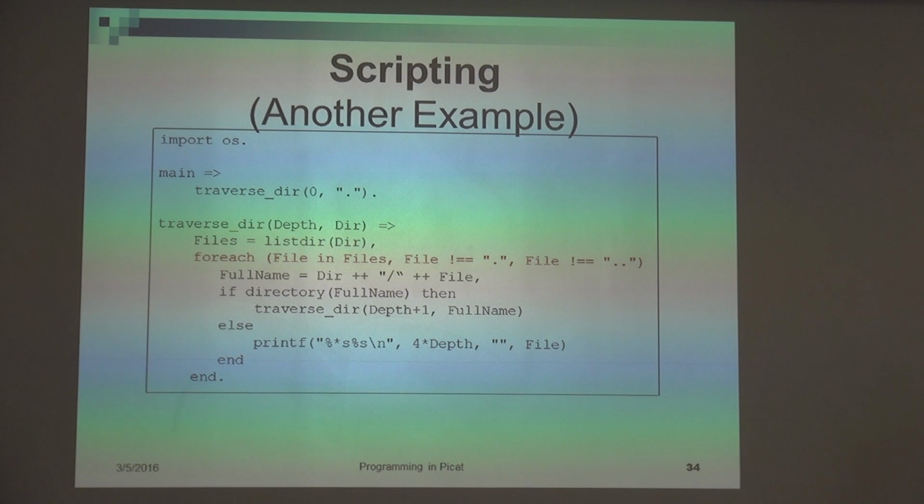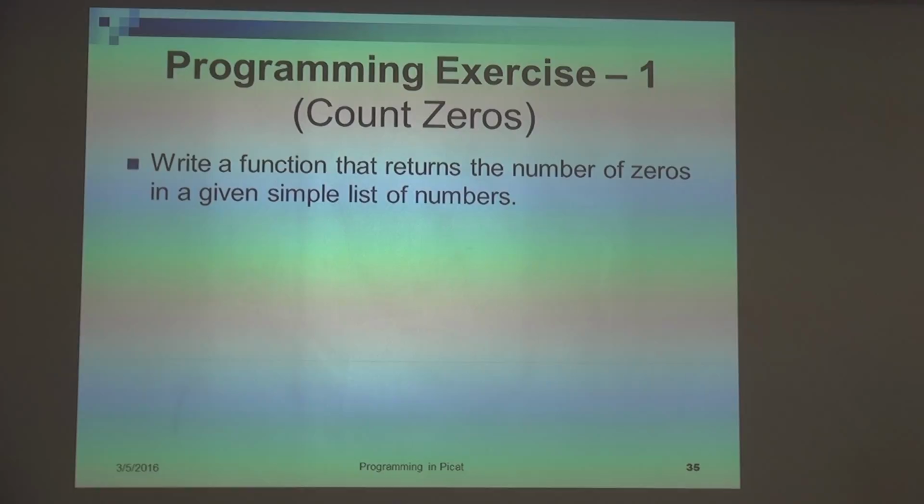Okay, you use dir to retrieve all the files and the directories into a list. And then for each file in files, if the file is not the current directory and not the parent directory, you get the full name, and if it's a directory, you go down. You recurse on the directory, otherwise you print the file out. Pretty straightforward. Alright, now let's do some exercises.